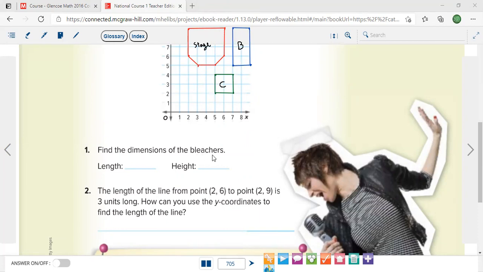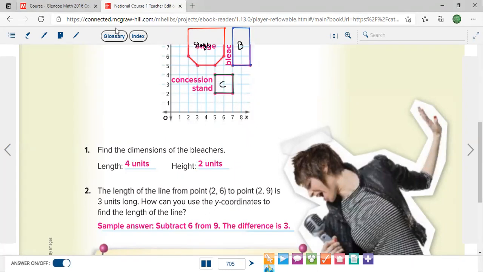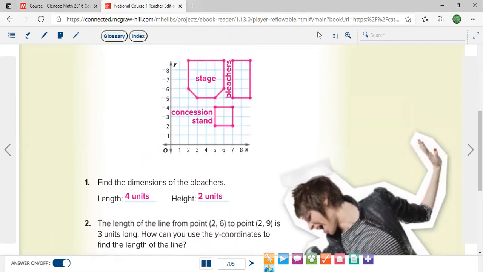Find the dimensions of the bleachers, means length and width. So for length and height, as you can see, the length is 4 units and the height 2 units, and this is 4 units.